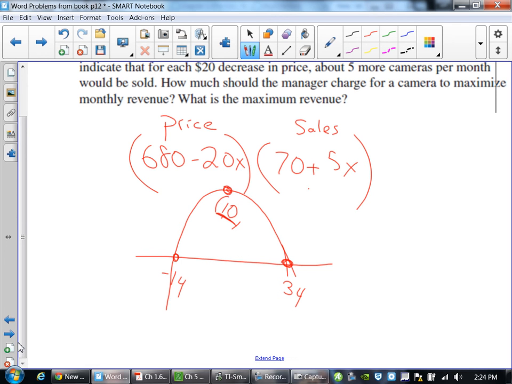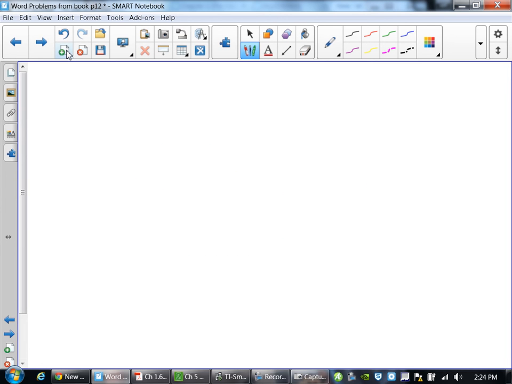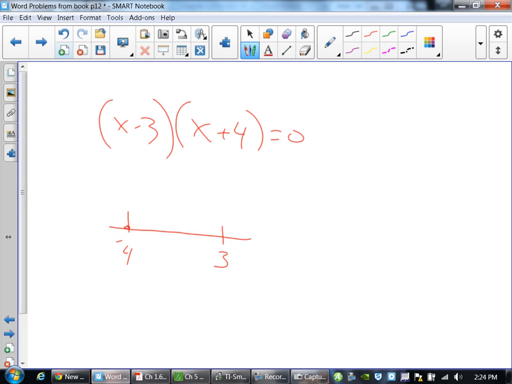I'm still kind of confused on how you got negative 14 and 34. What are your zeros? 3 and negative 4. Okay, it's the same idea. It's just for bigger values, setting the term equal to 0 gets you a 0.